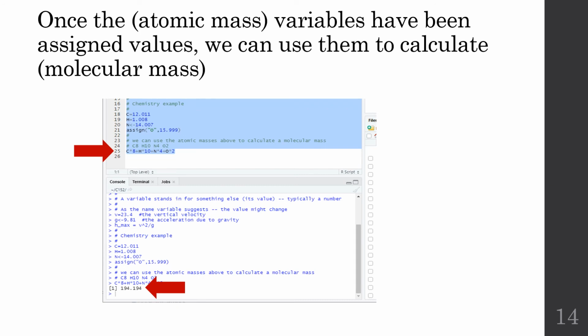After I have assigned the atomic masses, I can use them to calculate molecular masses. And so here I'm doing a calculation of capital C times 8 plus capital H times 10 plus capital N times 4 plus capital O times 2, and I'm getting a result down in the console of 194.194. One thing to note here is because that result is not assigned to anything, it will be down in the console, but it will not be in the environment region on the right.